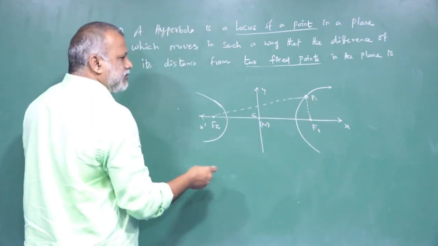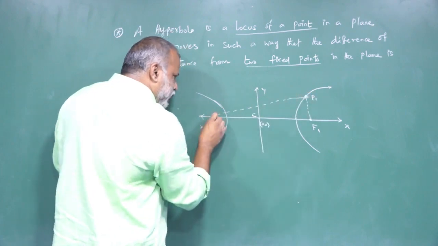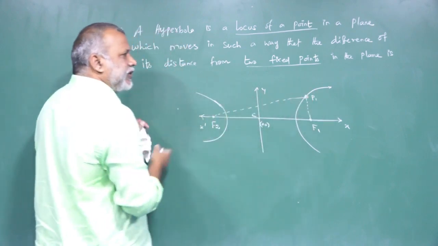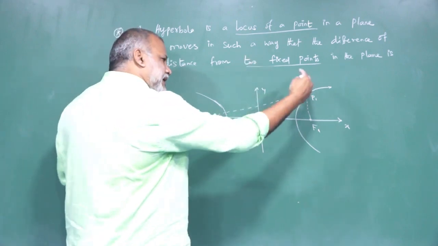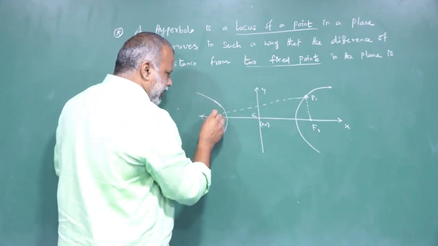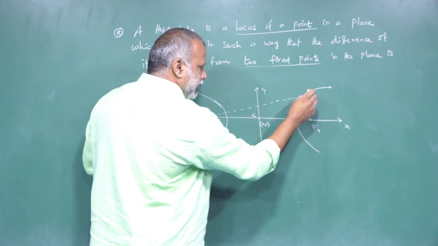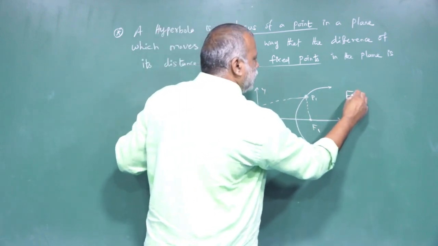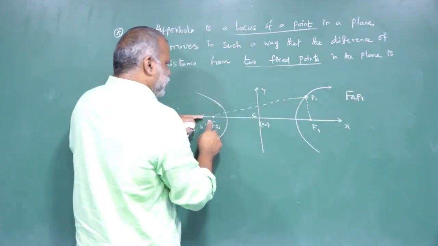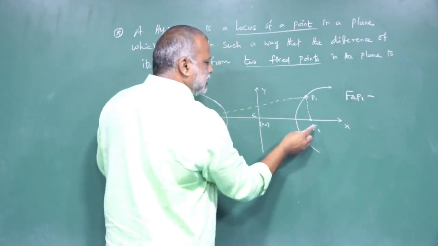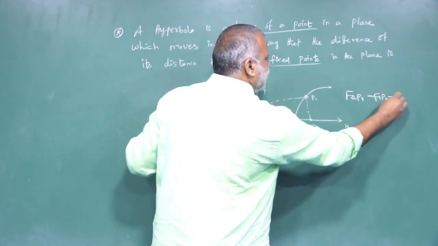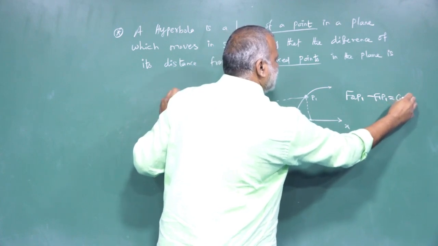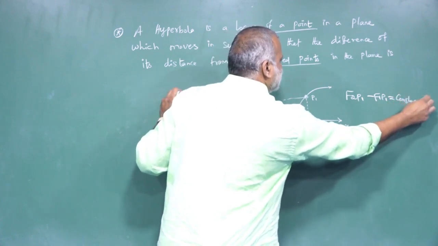So what is the meaning of this one? F2 P1. The meaning of the difference is greater minus less. See here, F2 P1 minus F1 P1. It must be a constant.